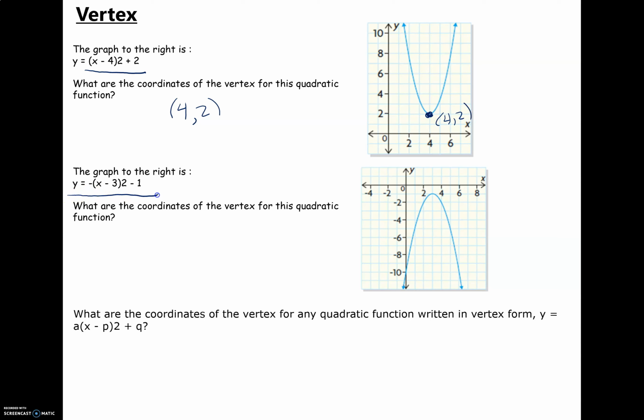So let's look at our next example. Here is the p-value, it's -3. We have to write the opposite, so +3. And the y value is -1. Let's compare on our graph, and sure enough, that vertex is on the point 3 and -1. So once again, whatever that p-value is, we have to do the opposite, and that'll be our x. And whatever the q value is, that's our y value.